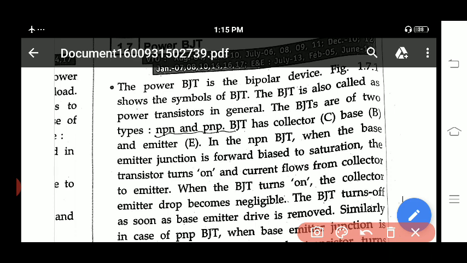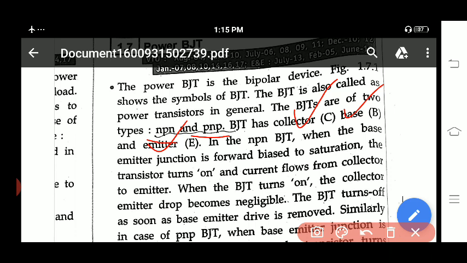In this section, we will discuss about power transistor. There, first we will discuss about BJT. You know that BJT is nothing but bipolar junction transistor. Here there are two types, NPN as well as PNP. For this BJT, you have collector, base and emitter terminals.